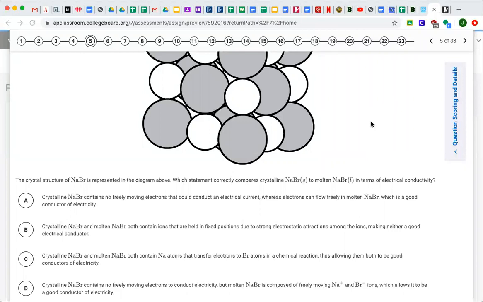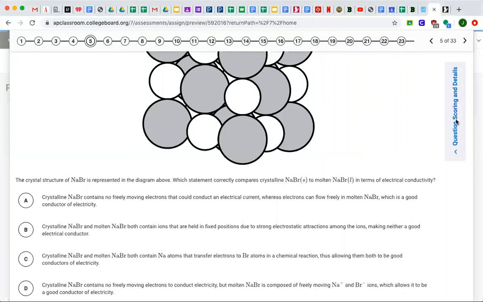Yeah, I mean, that's interesting, right? So A is totally true for the first part. It's not really that the electrons flow freely in molten, but it's got freely moving ions, which allows it to be a good conductor of electricity. So it's actually D. D is more specific, and that's why D is correct.